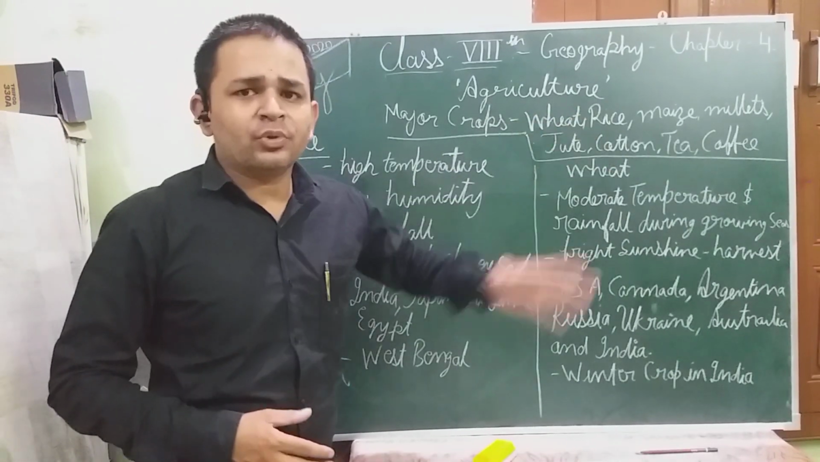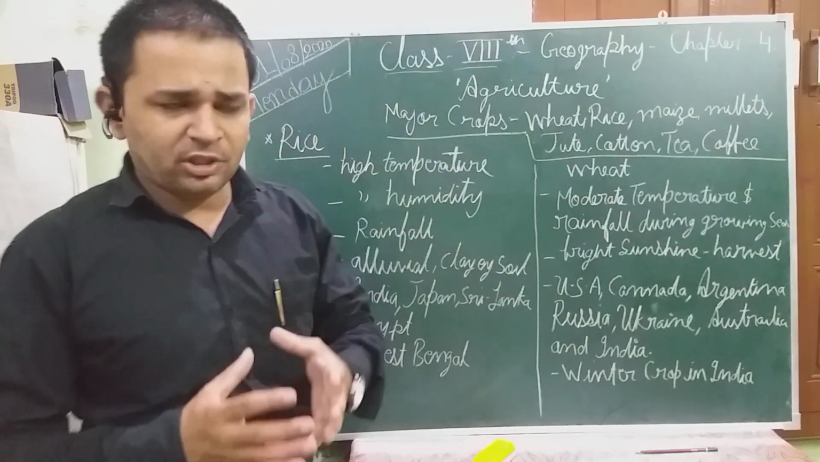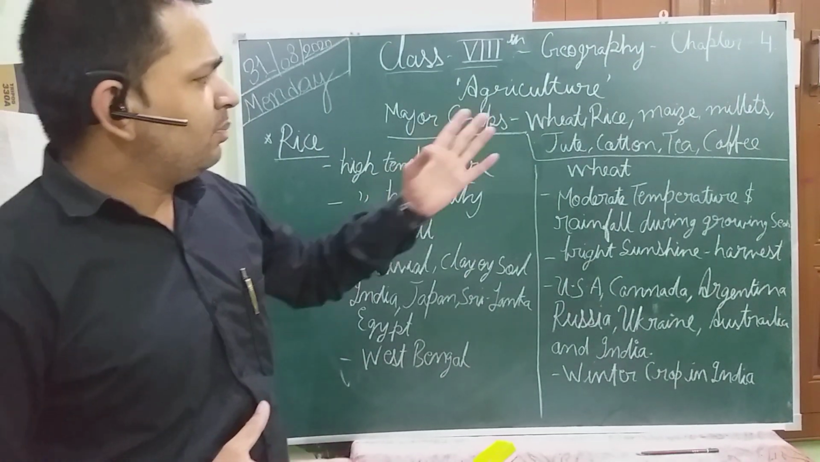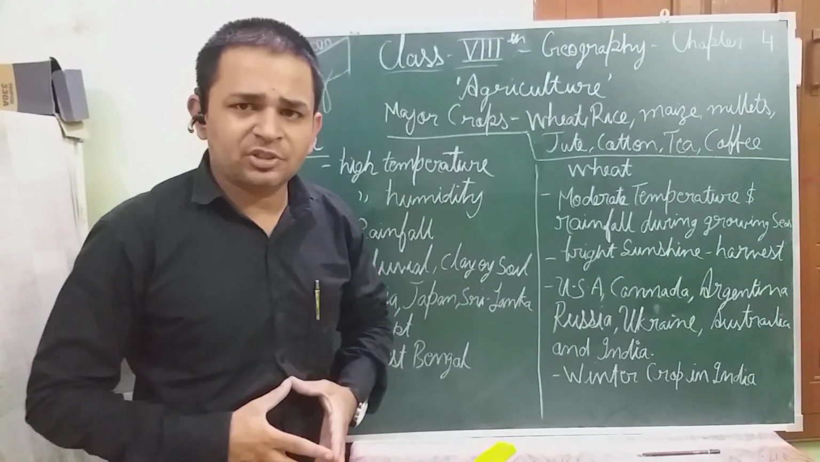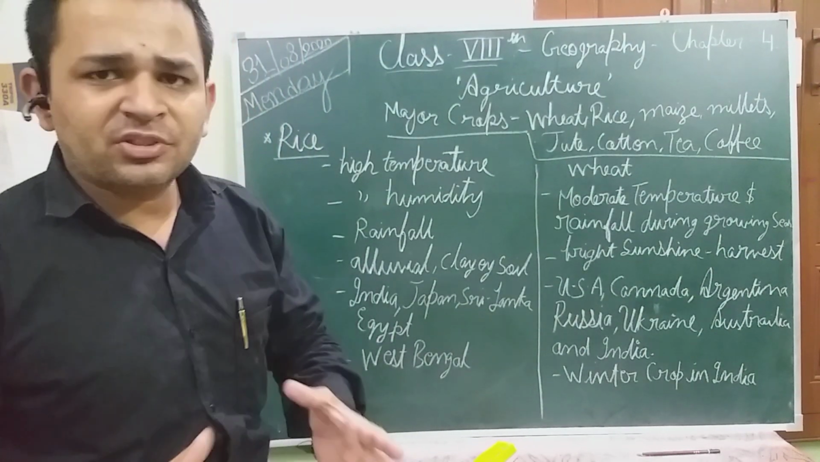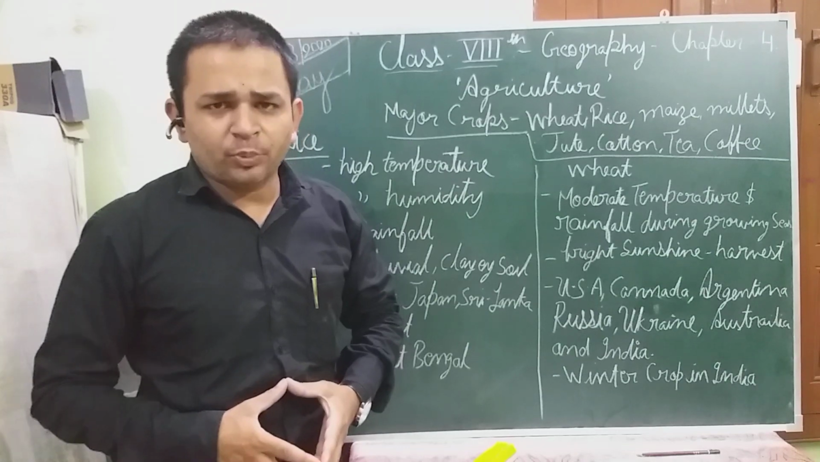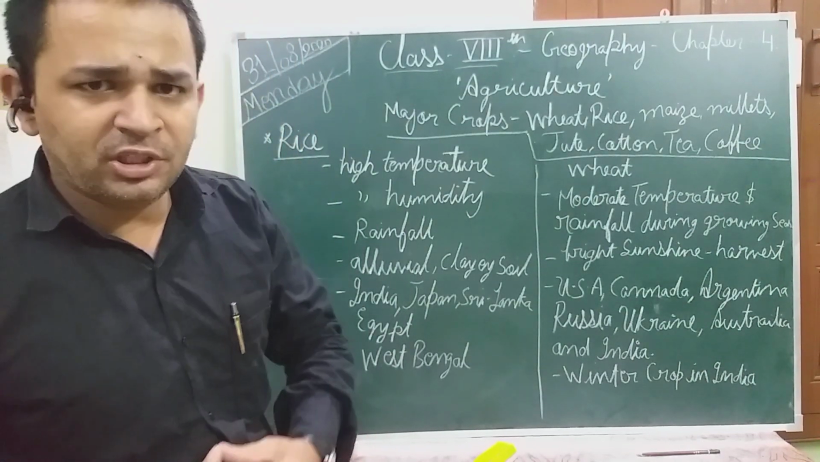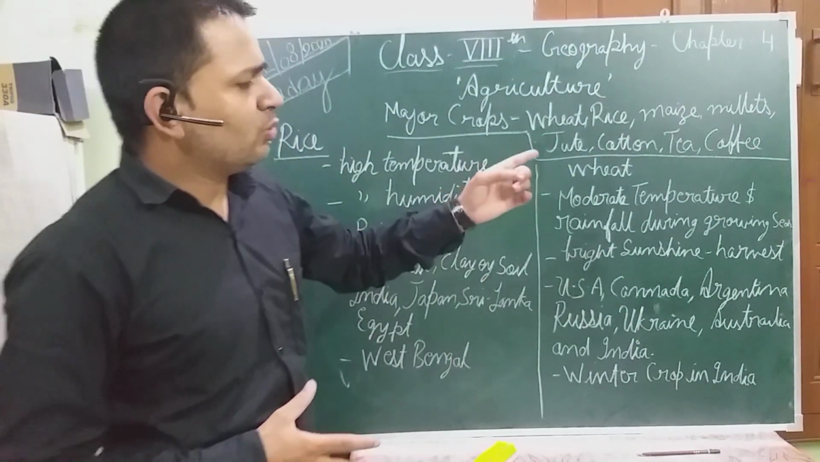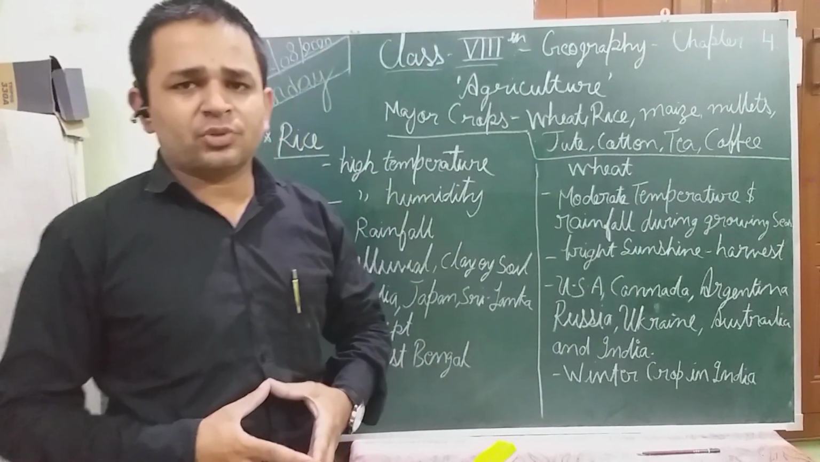Wheat and rice, of course, are among the major food crops around the globe. Maize and millets are the supporting diets in various countries. Jute and cotton are the fiber crops, and they are grown in India as well. Then tea and coffee are beverage crops.